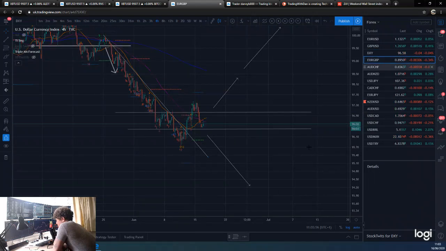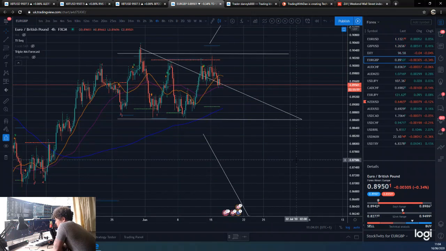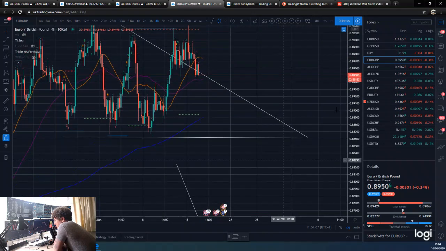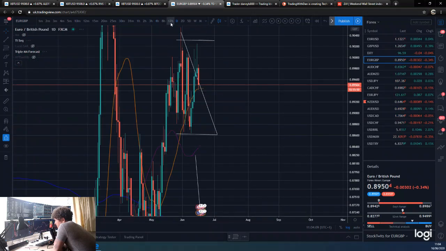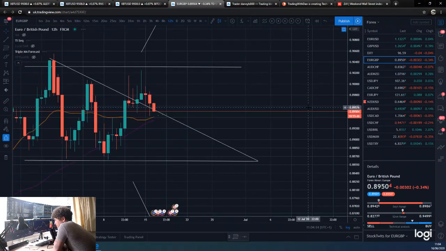Right, so euro pound. So yeah, we did kind of think that this was going to come back into the triangle after getting rejected off what I believe would have been either a daily or 12 hour 9, maybe one of the two. It couldn't have been a daily. No, yeah, not a daily. Was it a 12 hour 9?